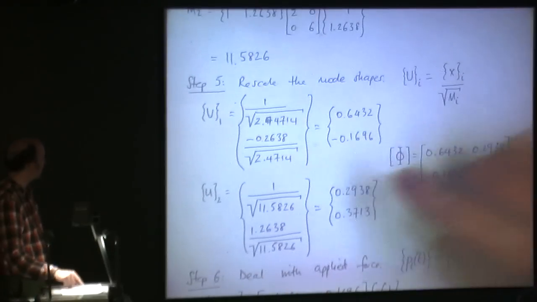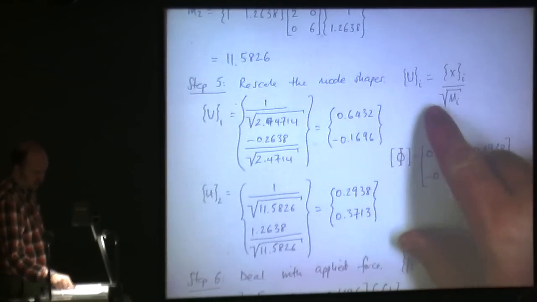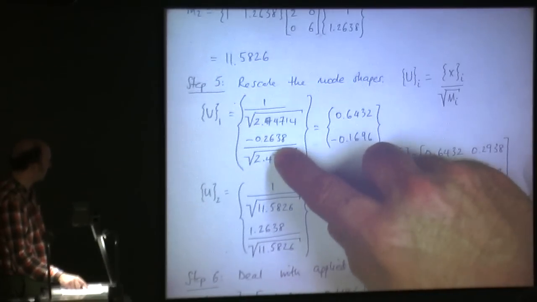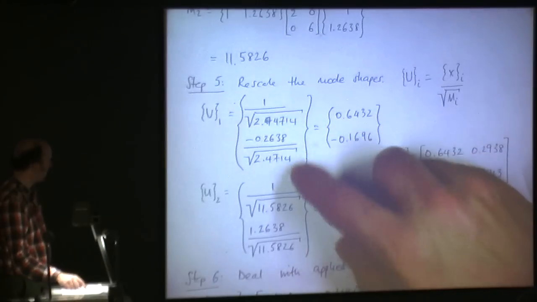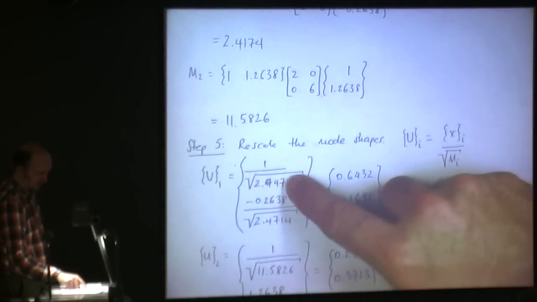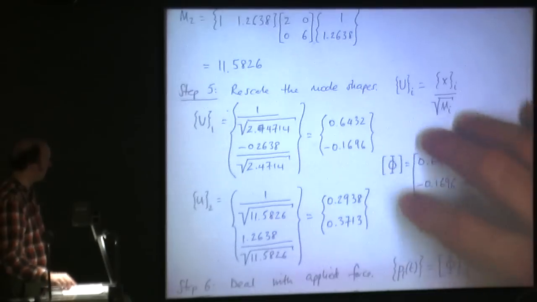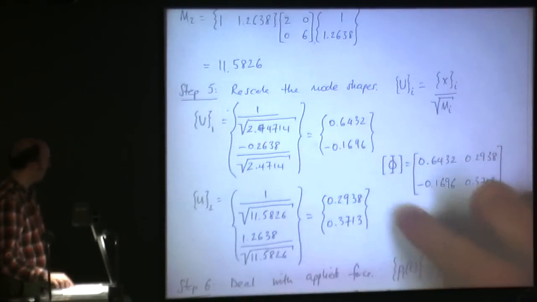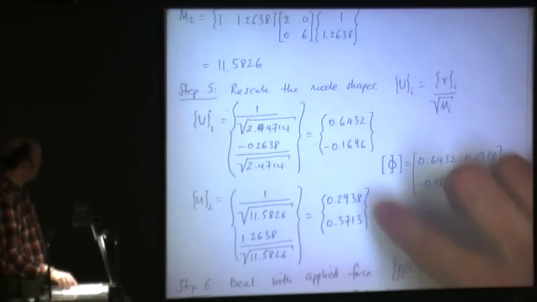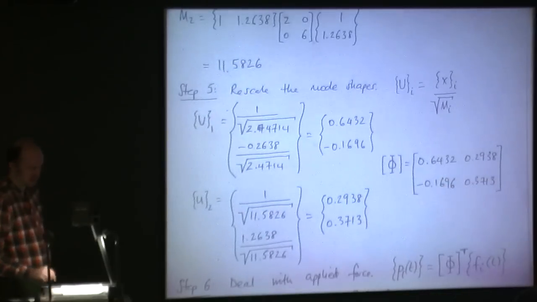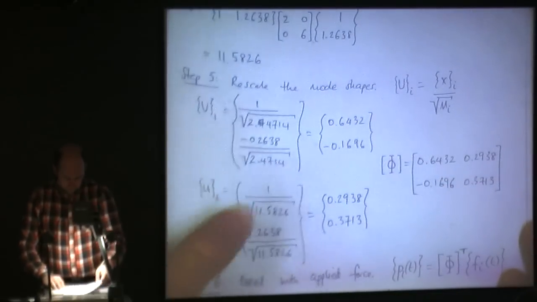We then rescale the mode shapes using this equation. So I've got my mode shape 1 at minus 0.2638. I divide by the square root of my modal mass that I get from my M1. So that term there, square root it, you put them in the bottom, and you end up getting another vector for the mode shape. Do the same process for U2 to get this one. Then you line them up side by side, here and here, to get my phi, which is my modal matrix.